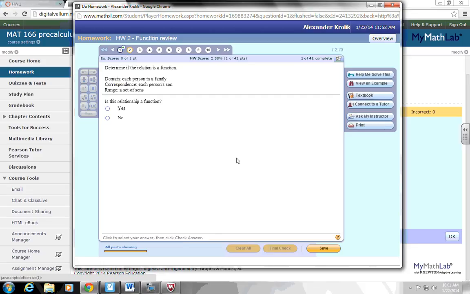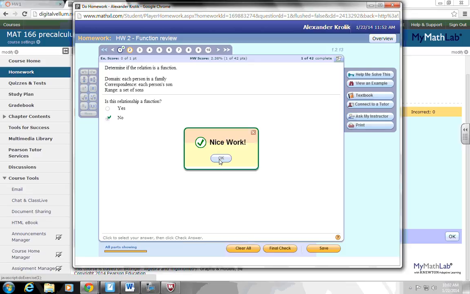Question 2. Determine if the relation is a function. Domain: each person in a family. Correspondence: each person's son. Range: a set of sons. So basically, can a person have more than one son? Yes, so therefore is that a function? Nope. Right, because you can have two sons.